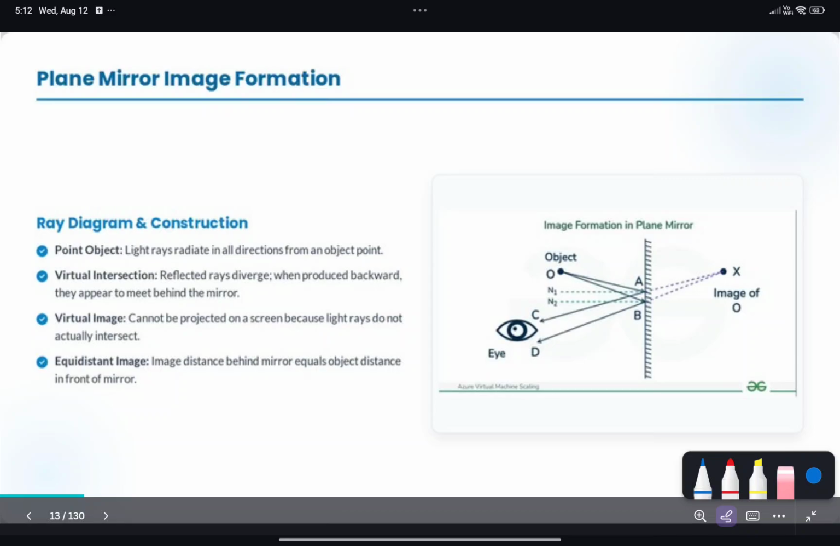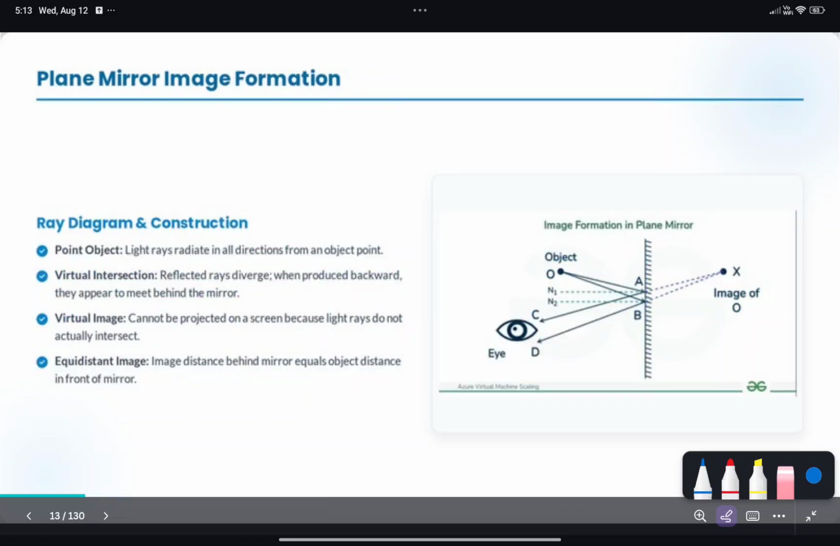First we have to discuss how images form in a plane mirror. What is the first concept? How images form in a plane mirror. See, ray diagrams and construction. Point object. This is a point object. This is the object. Clear?